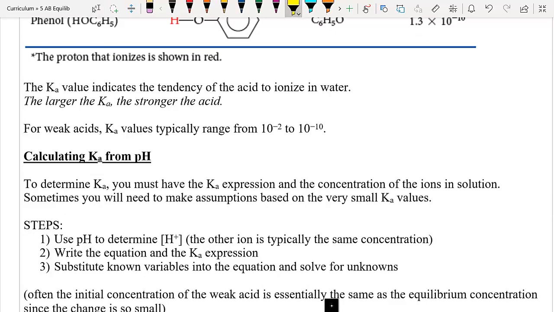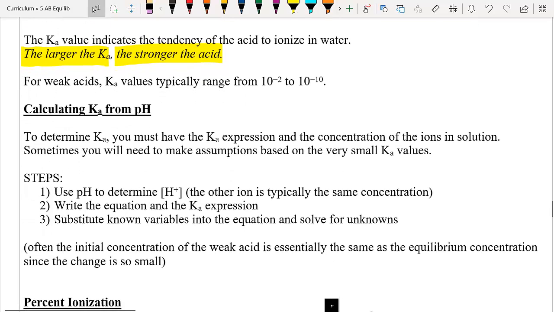Now, as a comparative point, please remember that K values always tell us the tendency of an acid to ionize. So, the larger the Ka, the stronger the acid will be, right? So, there are several skills that we're going to have to build in this process. The first is how to calculate Ka using pH values. So, we're going to use our pH as a starting point. You're going to have to not only know the Ka expression, but you'll need to know the concentration of all the ions in solution in order to find a Ka value.